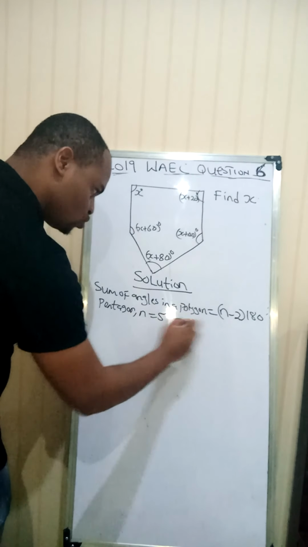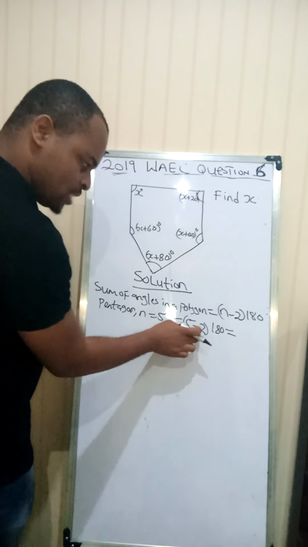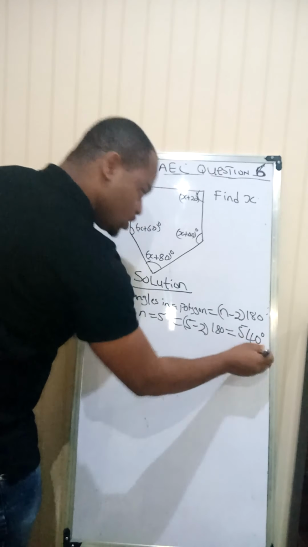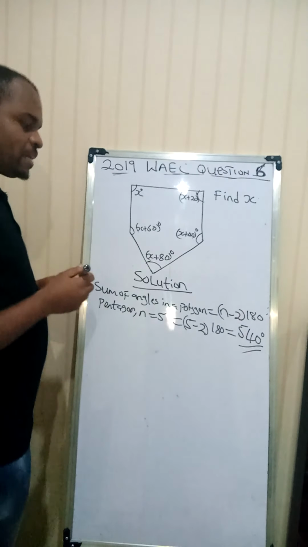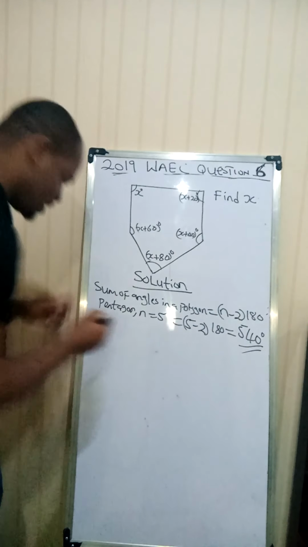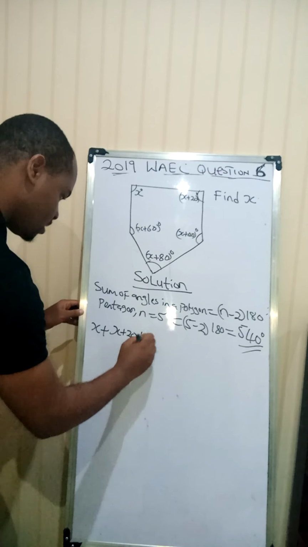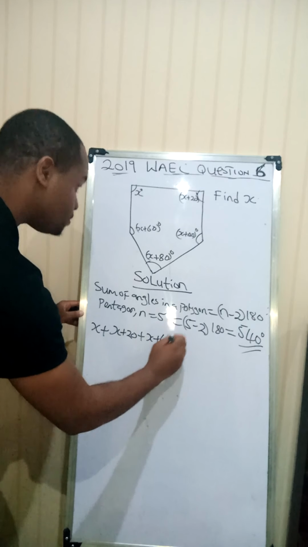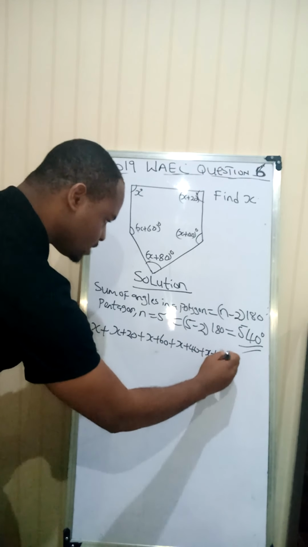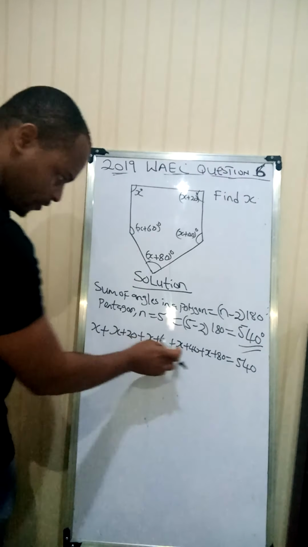So our sum of angles should be 5 minus 2 multiplied by 180. 5 minus 2 is 3, and 3 times 180 is 540. So the total sum of angles in this pentagon must give us 540 degree. Now let's add everything here. So I'll have x plus 20 plus x plus 60 plus x plus 40 plus x plus 80 must give me 540. How many x do I have? 1, 2, 3, 4, 5.